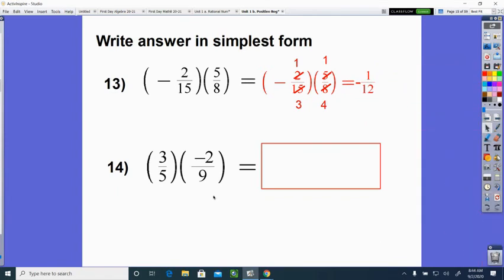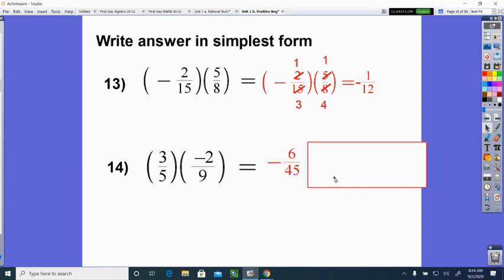The other way to do it is to not look for cross-canceling and just multiply the numerators, multiply the denominators, and then look to reduce at the end. So here, first of all, a good thing happening to a bad person would be a bad thing. And I'm just going to multiply the 3 times the 2 and get 6, and the 5 times the 9 and get 45. Now with this way, you've got to look to see about your divisibility rules.